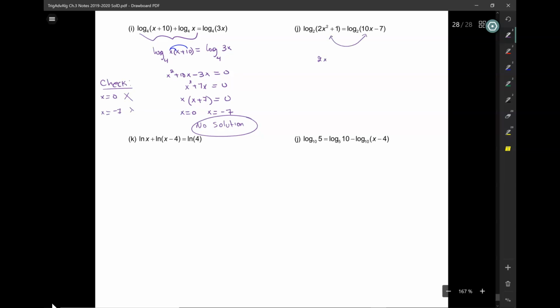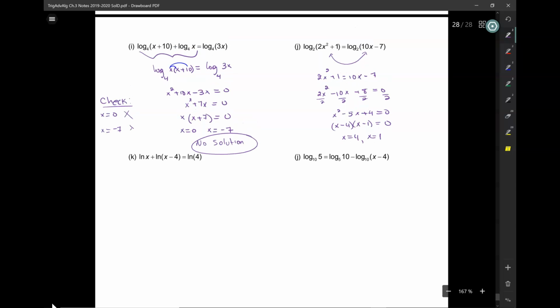All right? Okay. Let's do this one quickly. Set equal to each other. 2x squared minus 10x plus 8 equal to 0. Divide everything by 2. x squared minus 5x plus 4 equal to 0. Right? And then this factors as x minus 4, x minus 1. x is 4, x is 1.